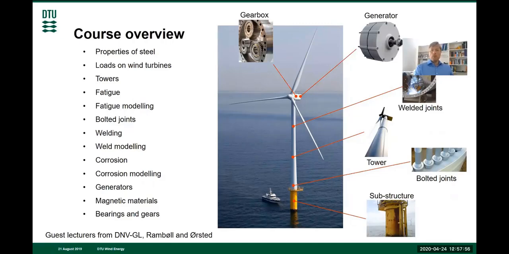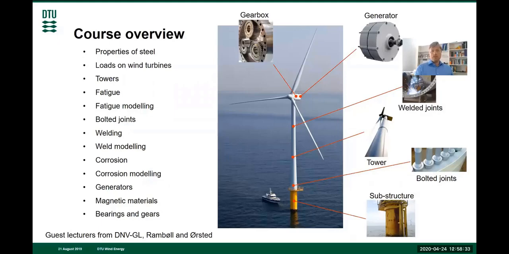Now, we put a big emphasis on this course in teaching the concepts rather than memorizing specific equations. So if you look at the course overview, we start with the properties of steel from a very small scale of an atom, and then we move our way up to bigger and larger scales until we arrive at macroscopic level, and then we look at loads, where loads come from and how loads affect the structure. We look at the tower itself.